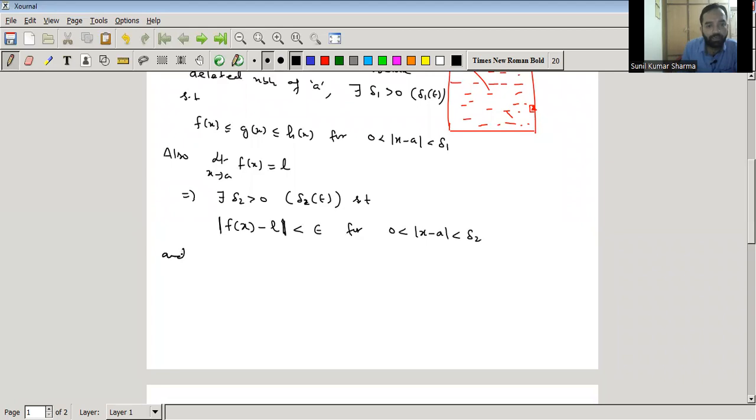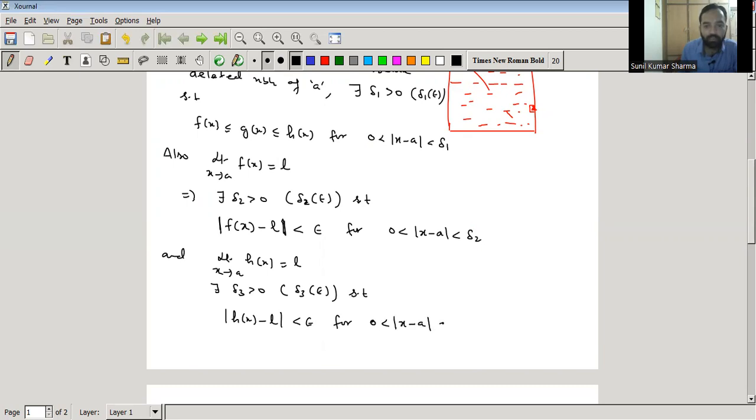And limit x goes to a, h of x is also equal to L. So by the epsilon delta definition, there exists delta 3 greater than 0. This delta 3 depends upon epsilon, such that mod h of x minus L is less than epsilon for 0 less than mod x minus a less than delta 3.